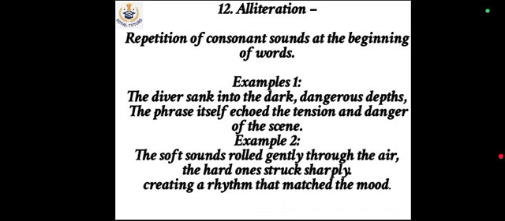Alliteration. Alliteration is the repetition of consonant sounds at the beginning of words. For example, the diver sank into the dark, dangerous depths. The phrase itself echoed the tension and danger of the scene. A soft sound rolled gently through the air. The hard ones struck sharply. This creates a rhythm that matches the mood.